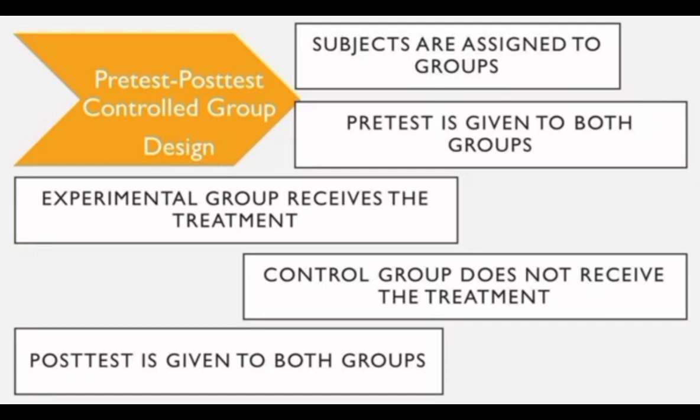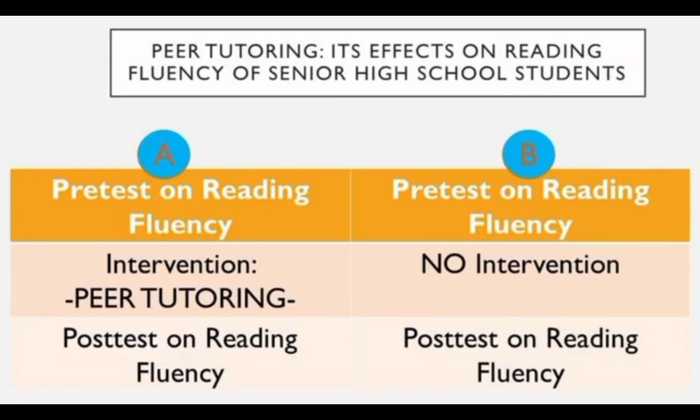Let us put this research design into a concrete example. Our study is a quantitative one with the title Peer Tutoring, Its Effects on Reading Fluency of Senior High School Students. Now we have two groups here represented by A and B. The letter A is our experimental group. On the other hand, the letter B is our control group.